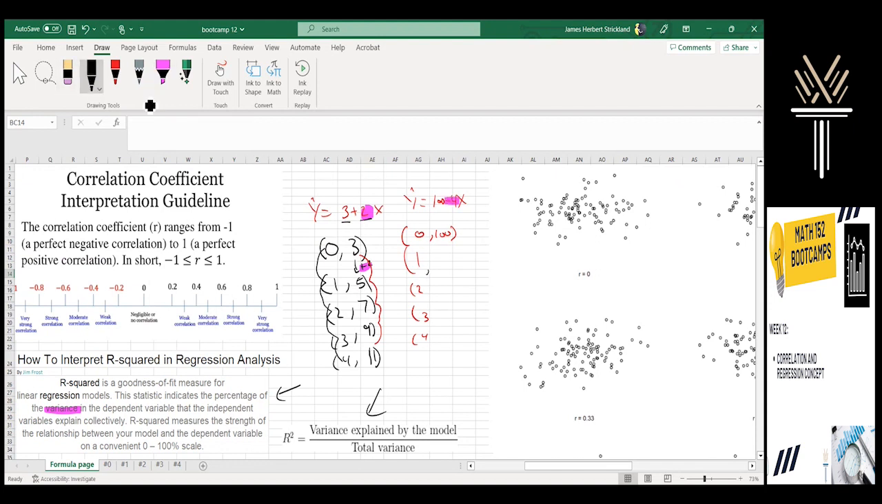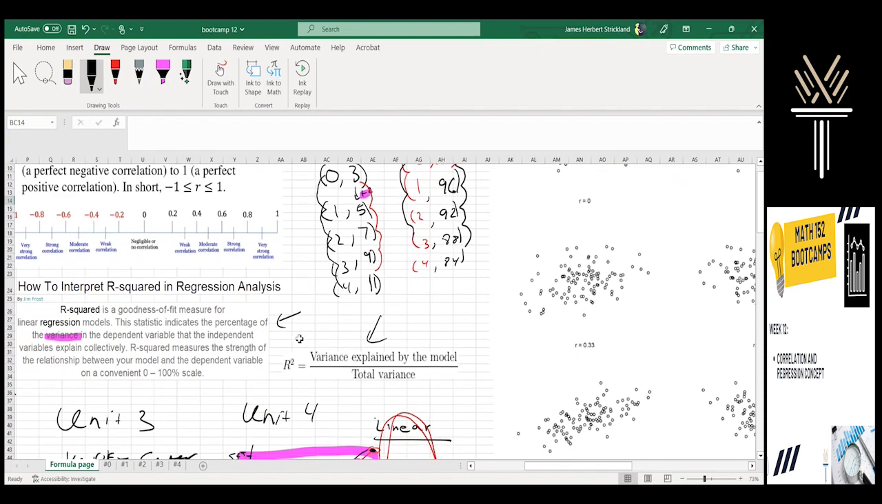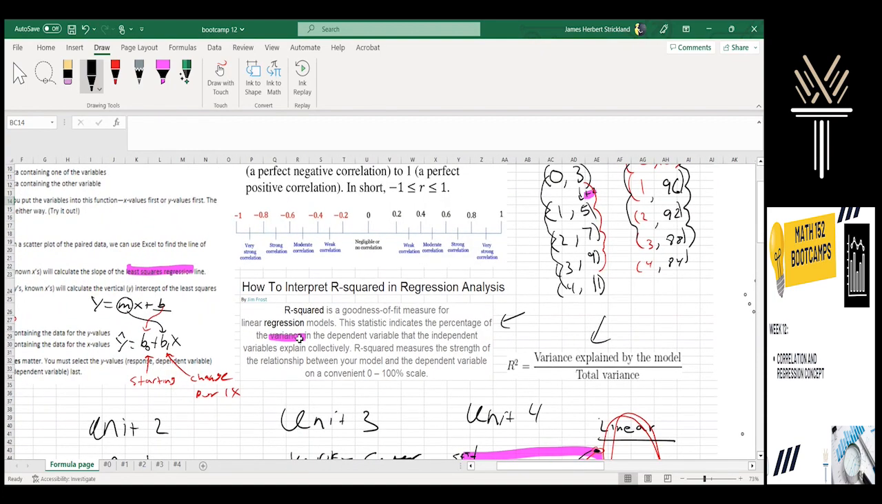So 100 minus 4 is 96. 96 minus 4 is 92. 92 minus 4 is 88. And so on and so on. So all this number here represents is how much it's changing each time you go down. It's going down by 4 for every additional x we get. And that's the idea there. Okay, so that's how the model works.